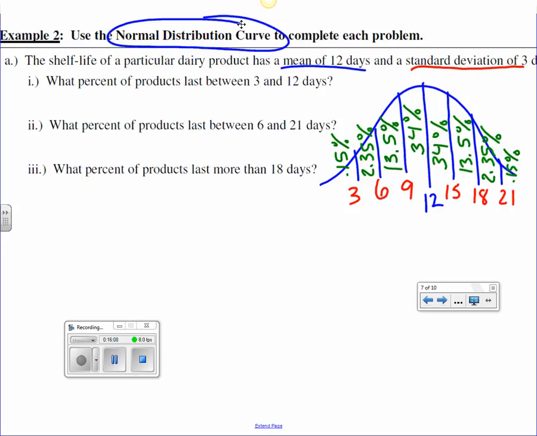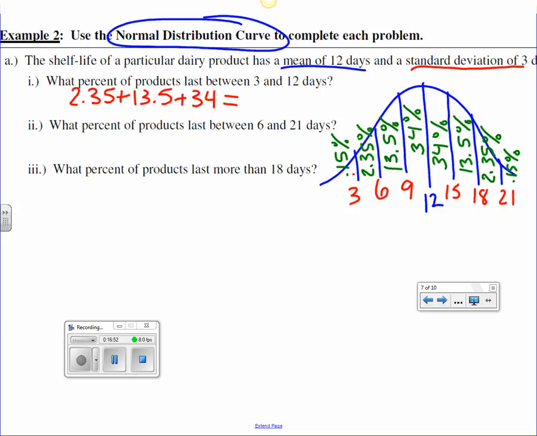All right, I'm going to give people a few more seconds here. Okay. All right. What percent of products last between 3 and 12? So you don't need to make this hard. So between 3 and 12, I need to add 2.35, 13.5, and 34. You just add, nope, because it's between 3 and 12. That's less than 3, okay? I want between 3 and 12. So 2.35 plus 13.5 plus 34.